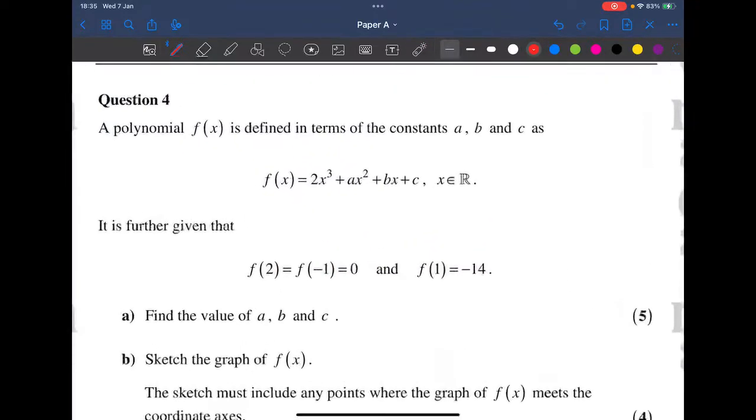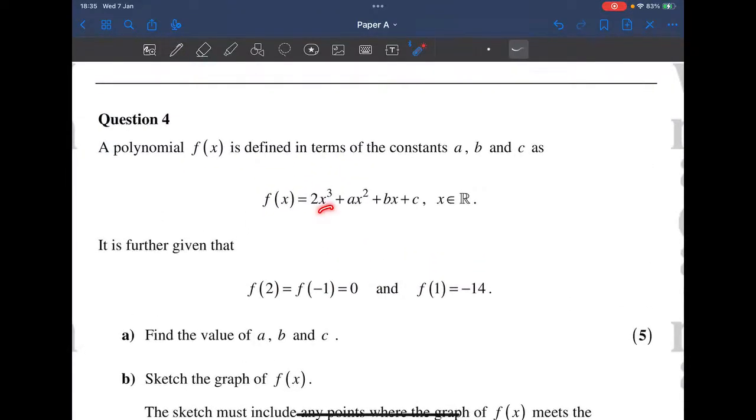So when we plug in the 2, we'll have 2 cubed is 8, times another 2 is 16. 2 squared is 4, so we'll have 4 lots of a. 2 times b, and then plus c, and that will all equal 0. So, we'll do the other ones.